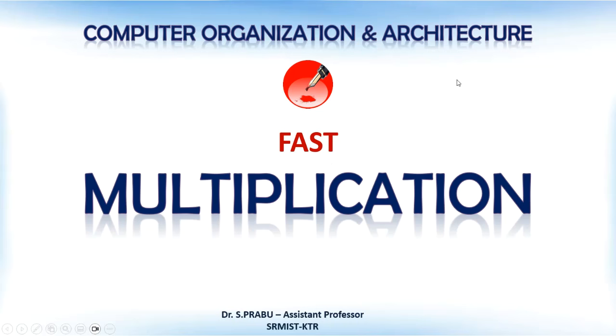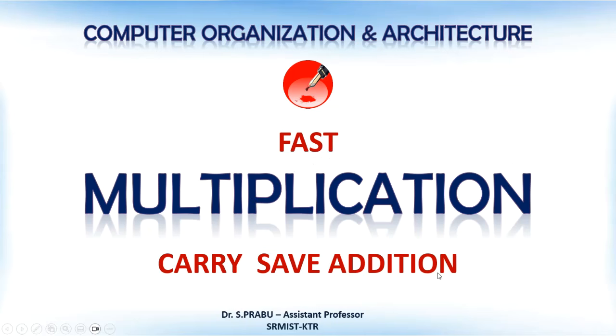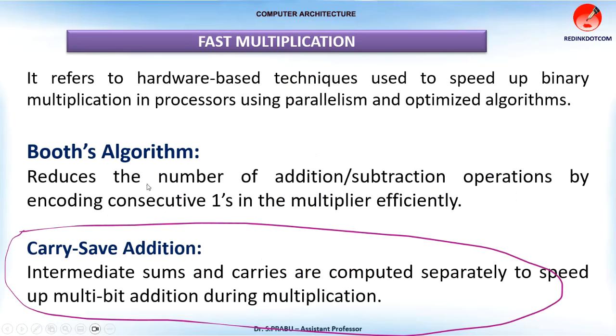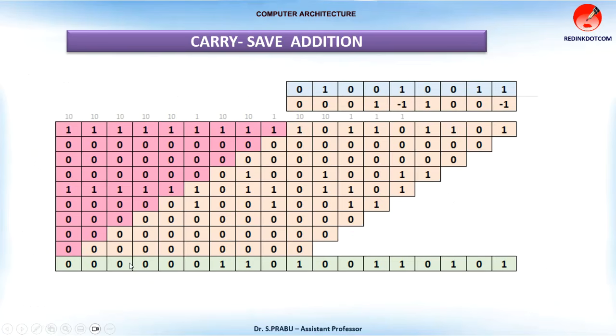Hello students, in this video we are going to learn how fast multiplication can be accomplished by carry save addition. In fast multiplication, we already know two methods are there. We have already seen Booth's algorithm by bit pair recoding. In this carry save addition, the intermediate carry can be avoided.